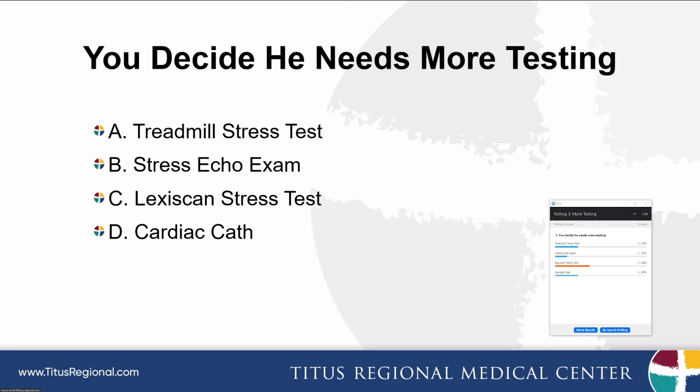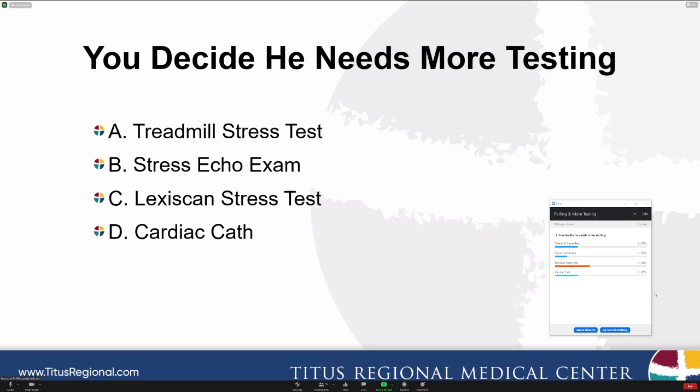So we know that John has a left bundle branch block on his EKG. So we know that doing a standard treadmill stress test is not going to be probably our best choice. The reason for that is that the left bundle branch block is going to make his EKG look abnormal to begin with. And when we put him on a treadmill and exercise him, it's going to look even worse. So that's not going to give us a diagnosis based on EKG alone.